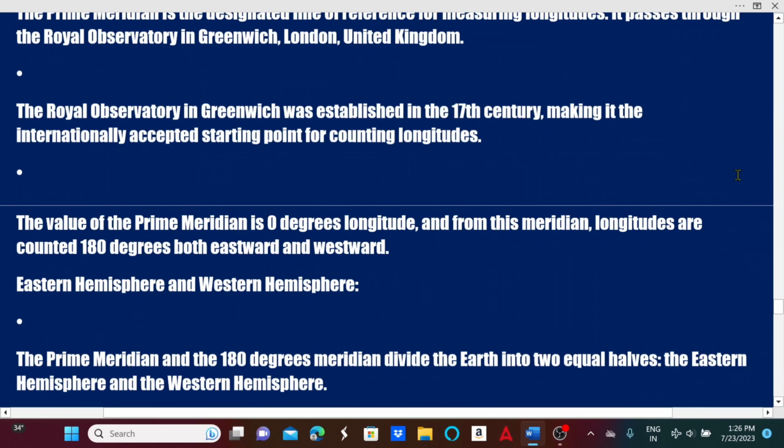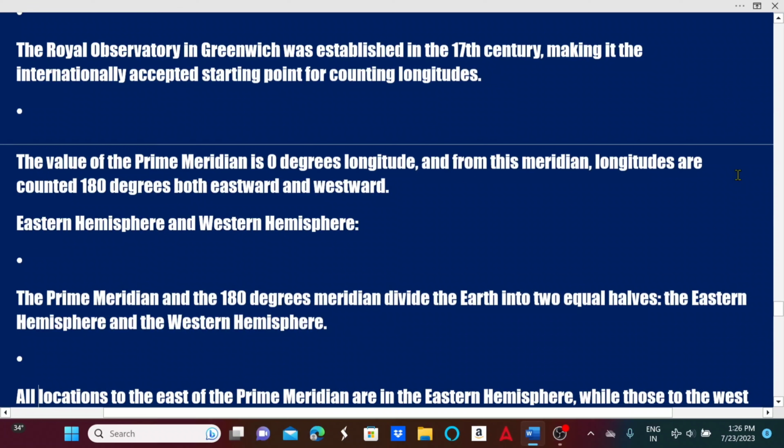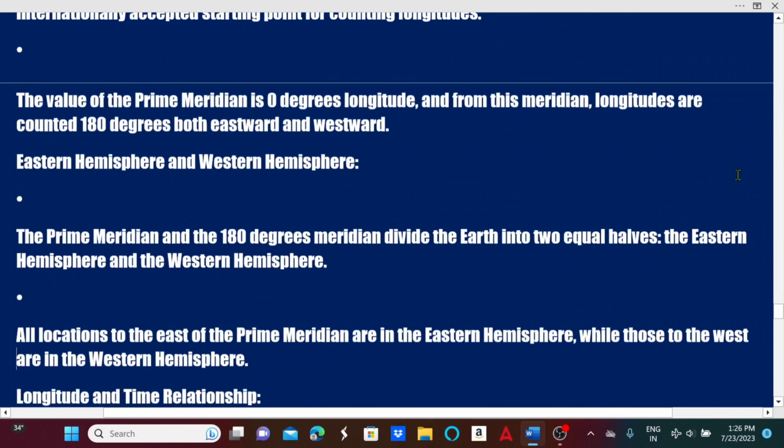अब देखते हैं ईस्टर्न हेमिस्फेयर और वेस्टर्न हेमिस्फेयर क्या है. The prime meridian and the 180 degrees meridian divide the earth into two equal halves, the eastern hemisphere and the western hemisphere. All locations to the east of the prime meridian are in the eastern hemisphere, while those to the west are in the western hemisphere.